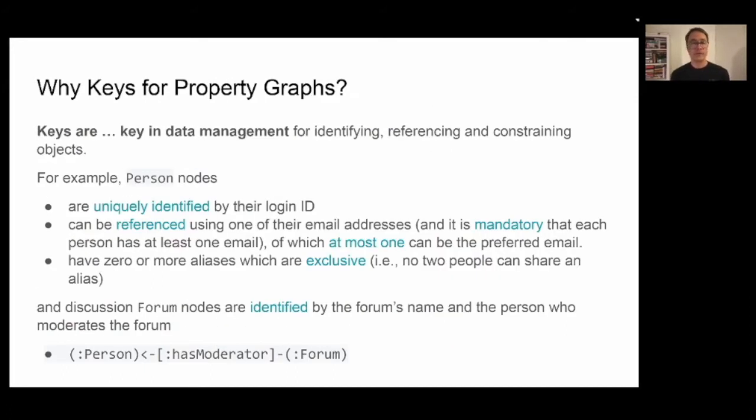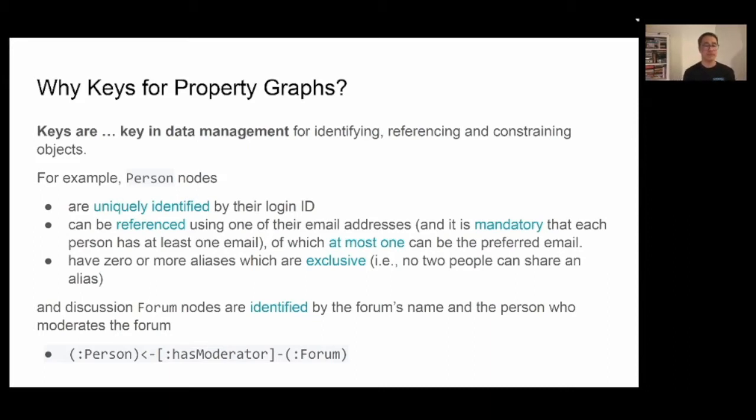Now the second part of PG Keys, why keys for property graphs? Well, if we think back on the history of and success of data management solutions, keys are, well, key in data management for identifying, referencing, and constraining objects in a database.